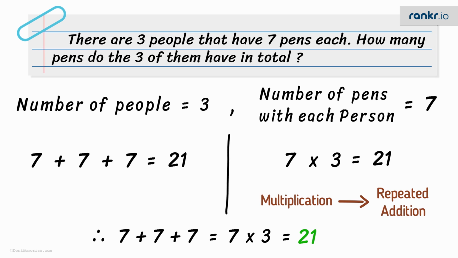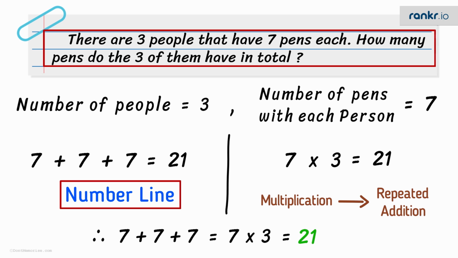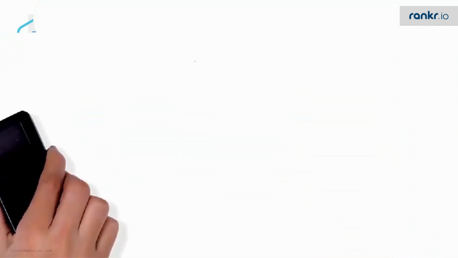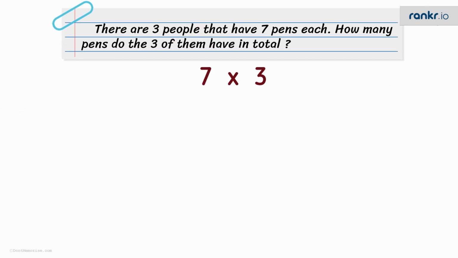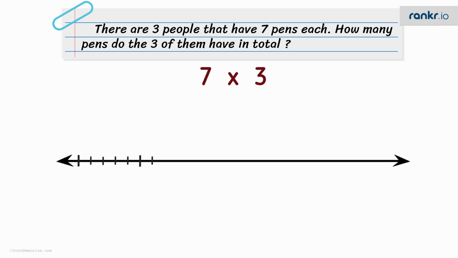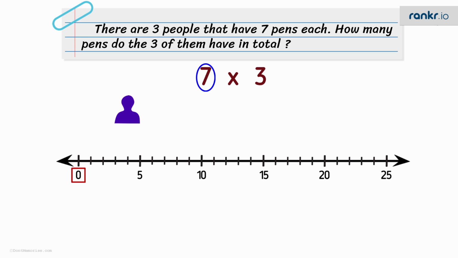Another good way to understand multiplication is by looking at the number line. Let us solve the above problem using a number line. Consider this number line. Let's consider 0 as the base. The number of pens the first person has is 7. So we move 7 steps to the right. We started from 0 and moved to 7.